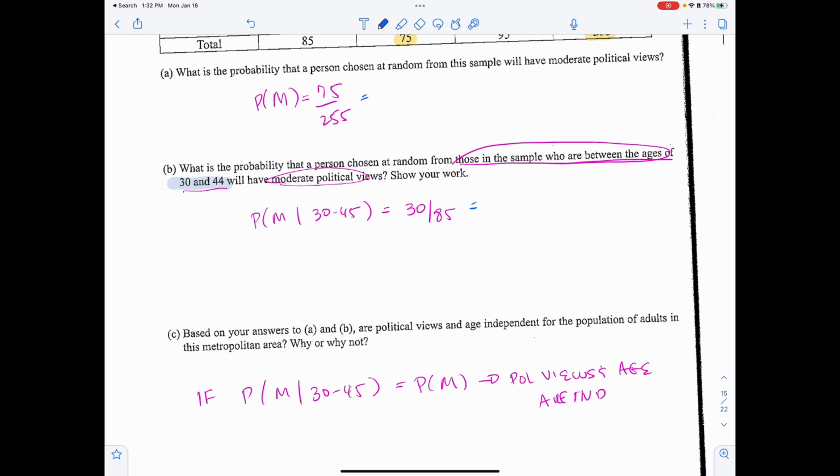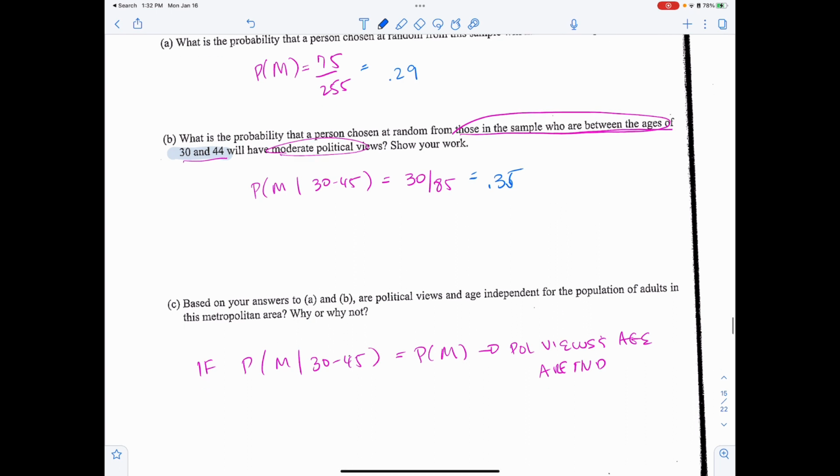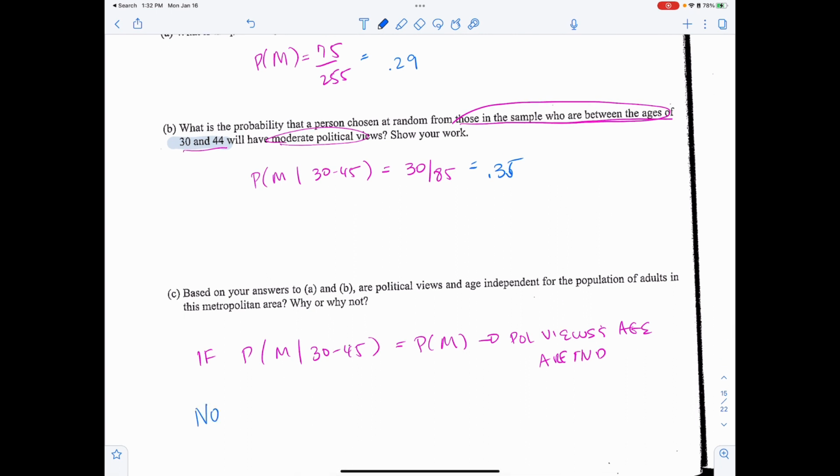So I'm going to divide this, and for this one I get 29%, and for this one I get 35%. So no, those are too far apart. So I'm going to say no, because probability of this is equal to 0.35, and that's not equal to the probability of this, which is equal to 0.29. They're not independent.